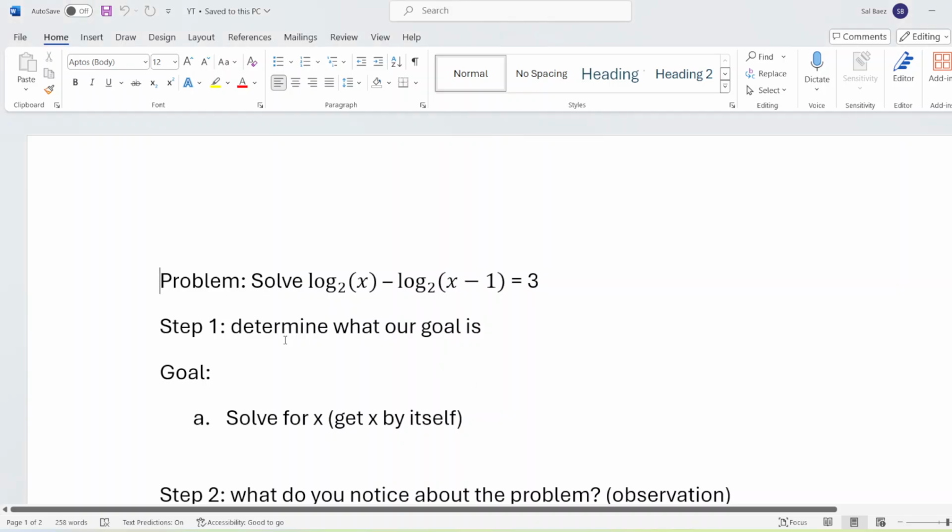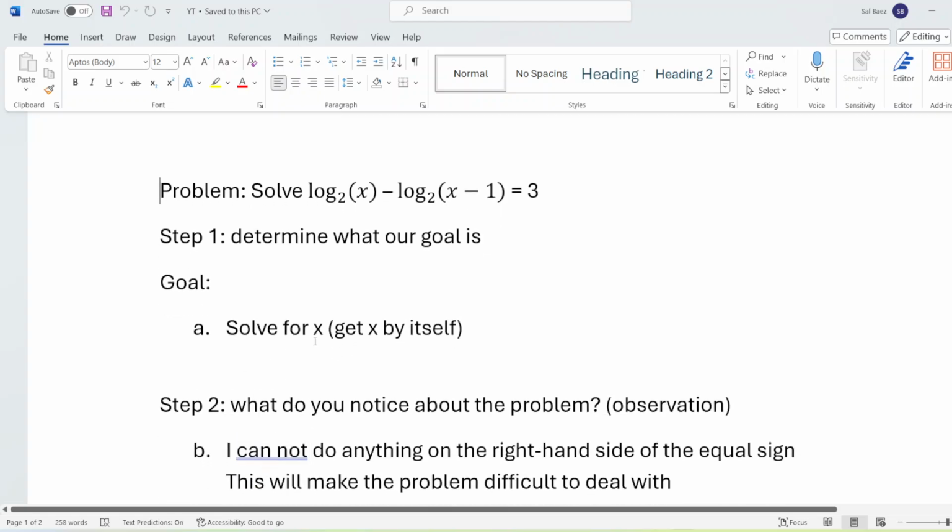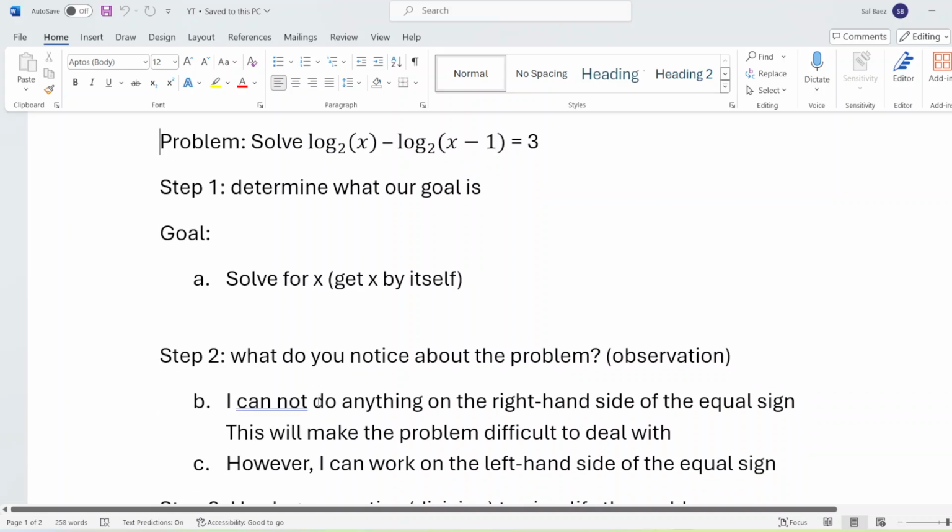So when we're trying to solve this kind of problem, like I said, we determine what our goal is. It's just to give you some idea before we get into all the math. So as I said, I solve for X basically. Right? Get X by itself. What are your observations? Just look at the problem. If you just look at it, you think, what could be easier to deal with, the left or the right side of the equation for this kind of problem?